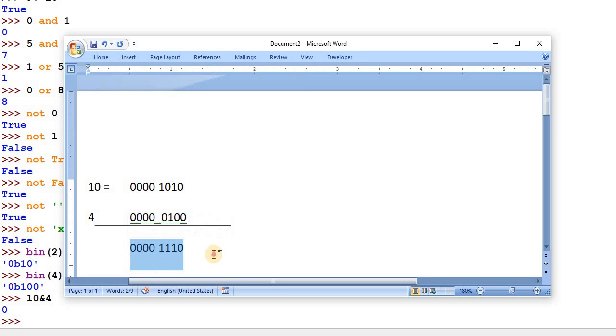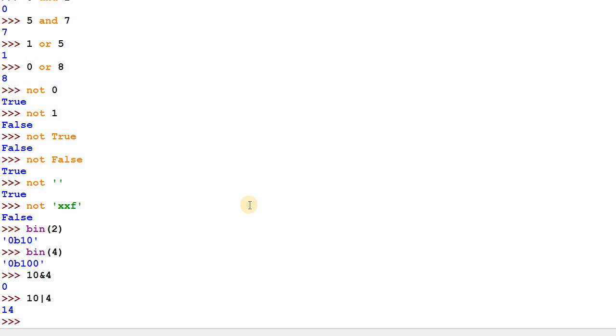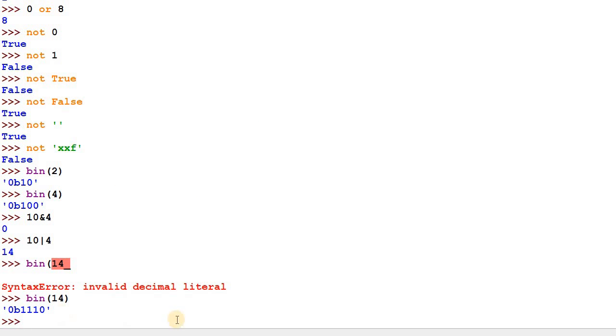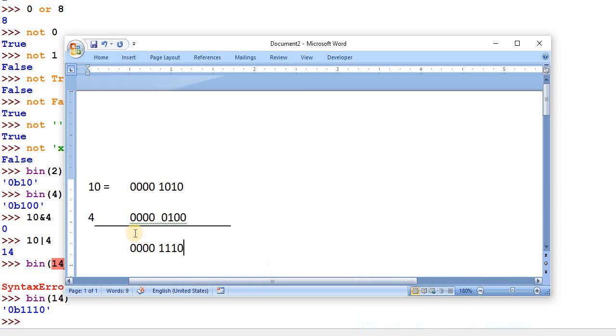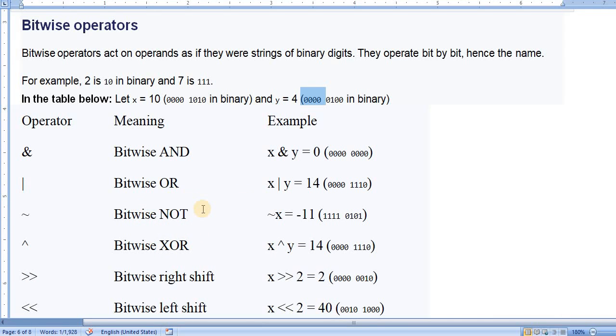So this is the result, and this is the equivalent of 14. Okay, so for 10 OR 4, this one is the OR operator, and you will get 14. And we can also check the binary of 14. With bin of 14, you will get 1110, and here the result is 1110. Okay, so this is the bitwise OR operator.